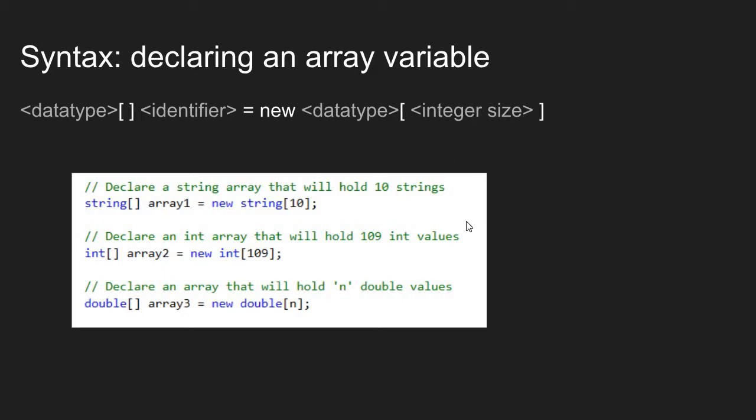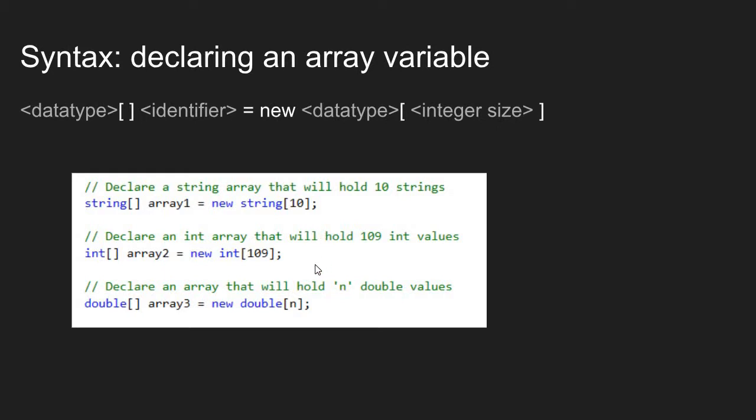So let's look at a couple examples here. Declare a string array that will hold 10 strings. Well, our data type for our array is a string array. These two square brackets, when paired with a data type, make it an array of that data type. Then I'm naming my first array, array1. And then I'm going to build this array that will hold 10 strings. So I'm building a new string array that holds 10 items, 10 values.